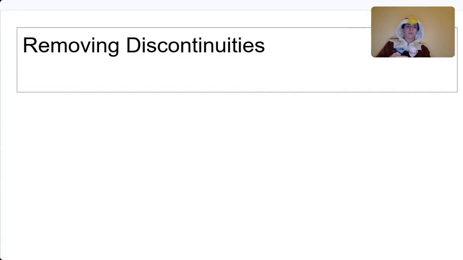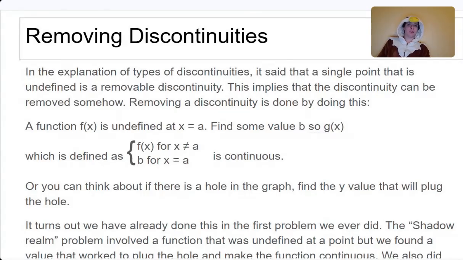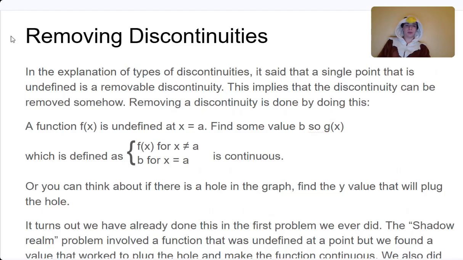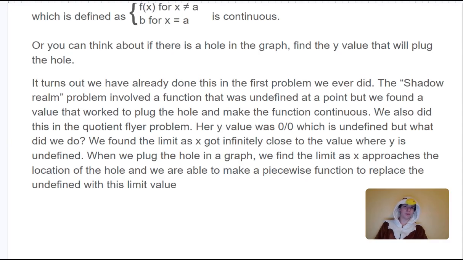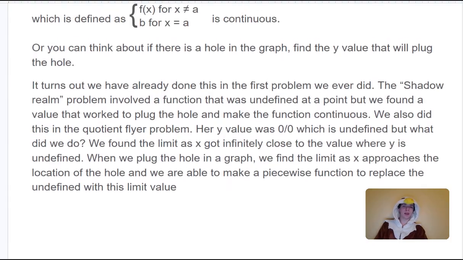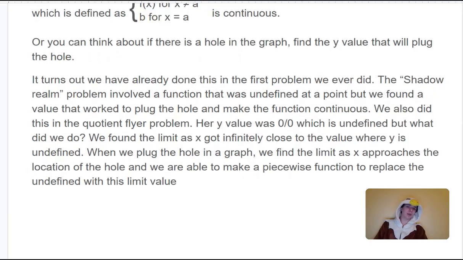Today we're going to be talking about removing discontinuities. So, one of the discontinuities that we talked about is called a hole, and it's also called a removable discontinuity. And that implies that it's possible to remove the discontinuity somehow. But how do you do that? How we remove a discontinuity is we turn f of x into a piecewise function where it equals f of x for all values of x except for a, and then some value b for x equals a.